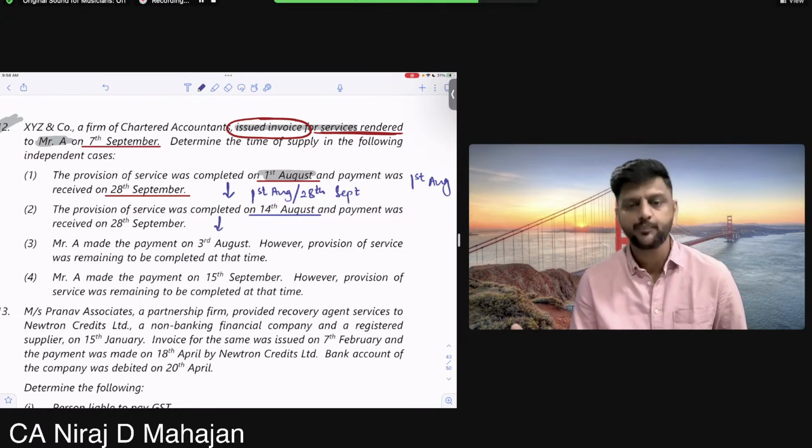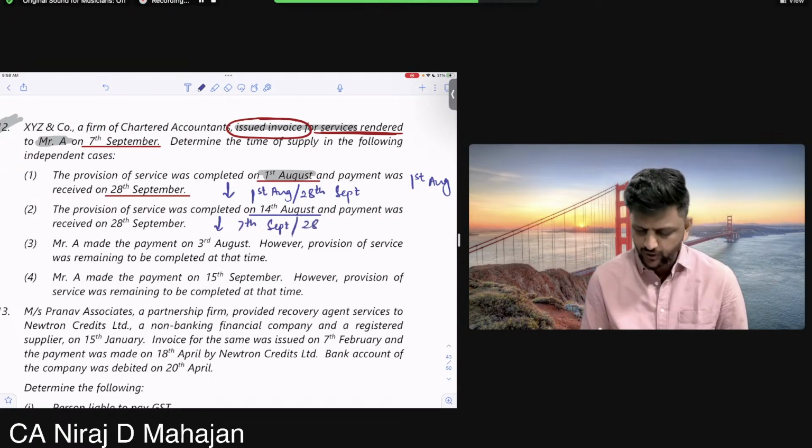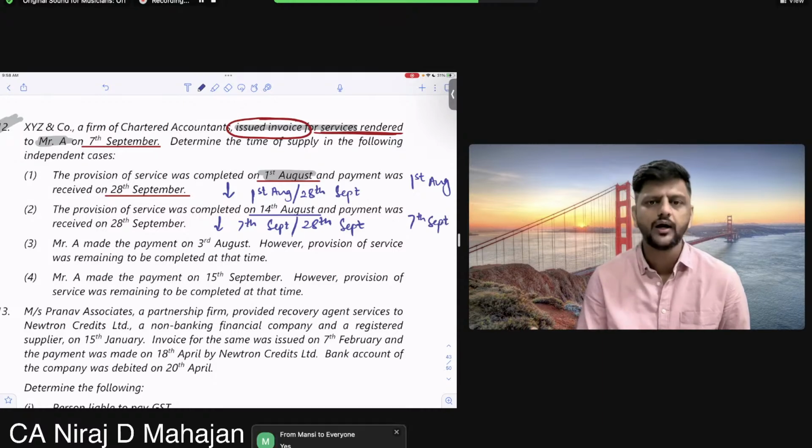Now I check invoice date or payment date. So 7th September or 20th September. Agreed or no? So 7th September. Fine till here, all of you? Good.